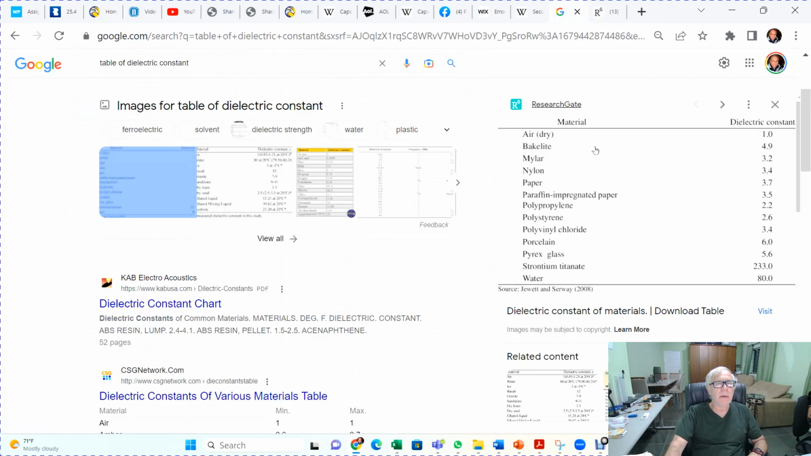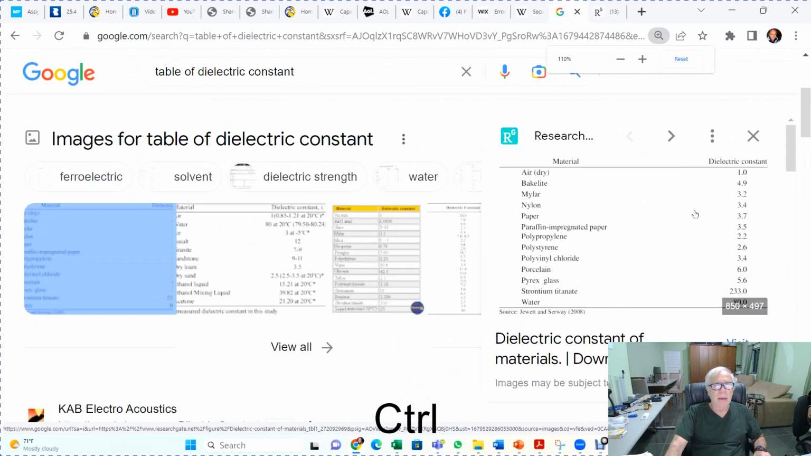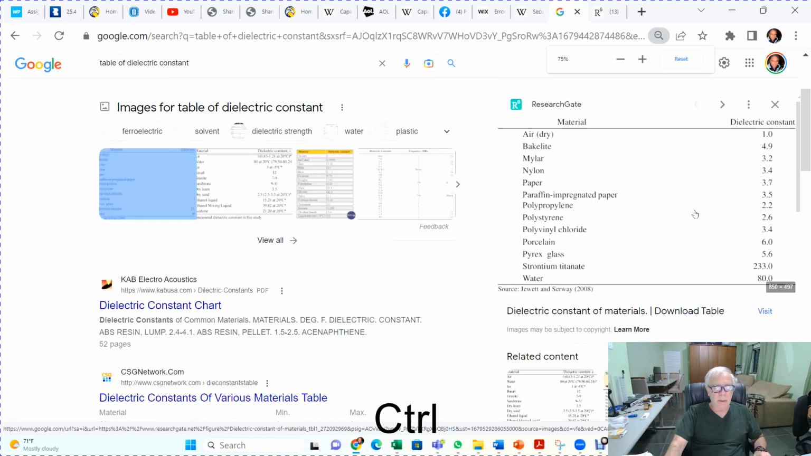Let me go back here. Here is one of those tables. I cannot zoom in more than that. But you can see air, dry air is the dielectric constant is 1, bakelite 4.9, mylar, you might know mylar, right? It's 3.2. Nylon is 3.4, and so on.